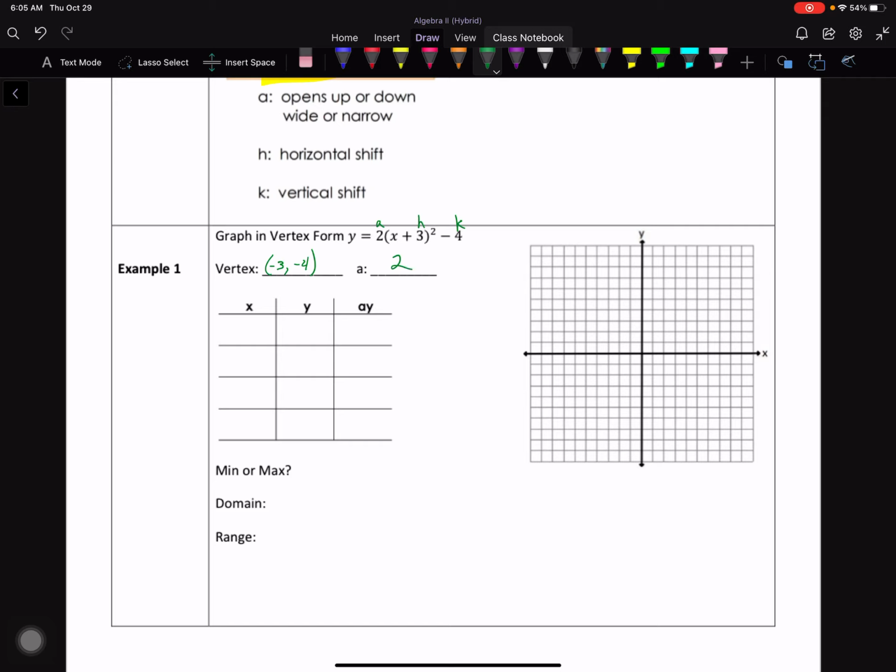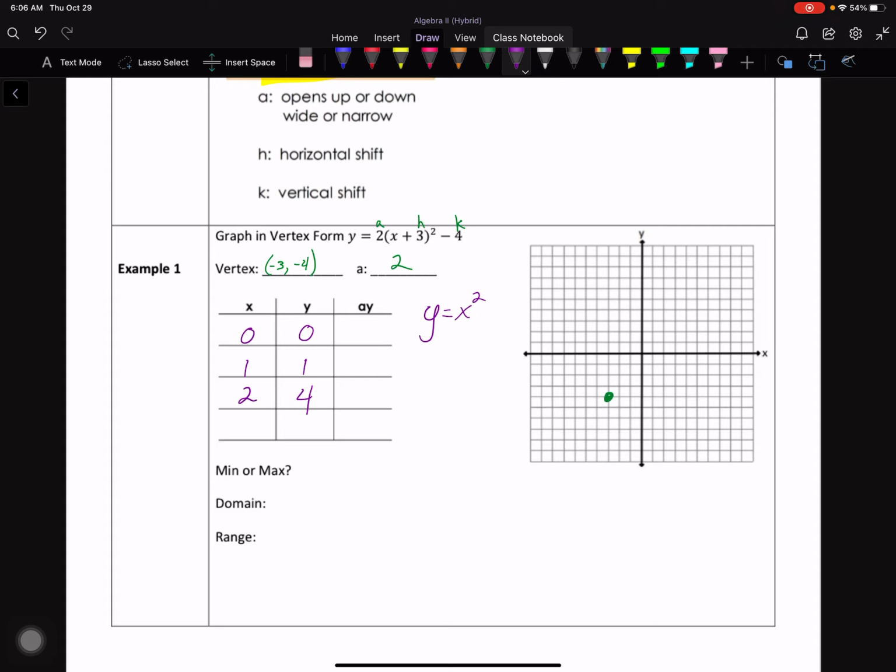So let's start by plotting my vertex before I forget about that. So -3, -4. There is my vertex. Okay, and then we're going to make a table. Really, you can get away with 2 x values, but I'll put 3 to start. So let's just go 0, 1, 2, and let's just keep those 3 always. Then to get the y column, we're going to square them. We're going to plug them into the parent function, which is y equals x squared. So we get 0, 1, and 4.